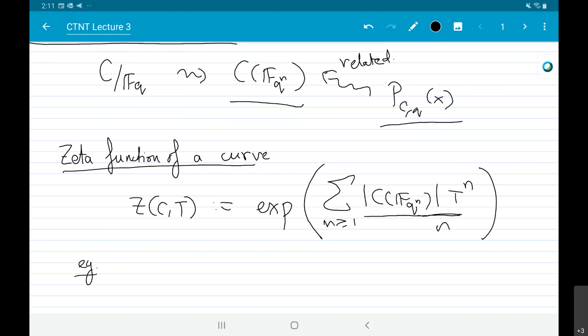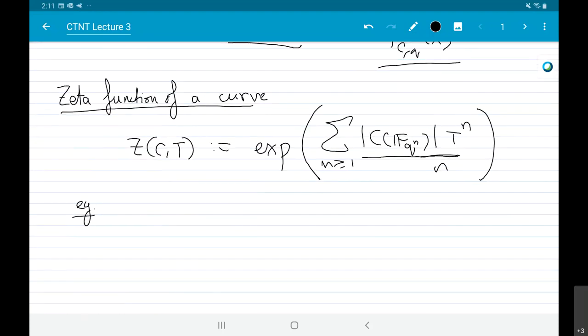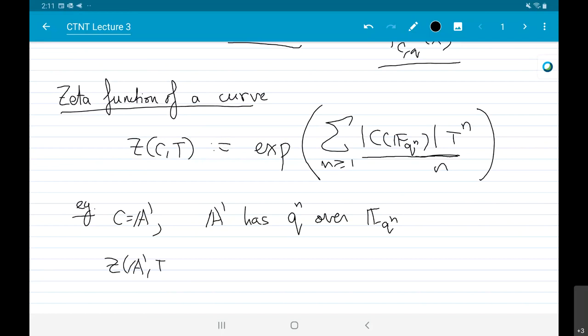So let's do some examples, right? Let's take C equal to A1. A1 has q to the n points over F_q to the n, so it's just a line. And so Z of A1 of t is the exponential of the sum over n bigger than or equal to 1 of q to the n, t to the n over n.